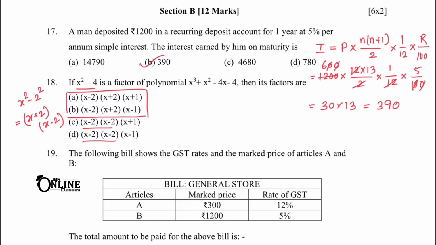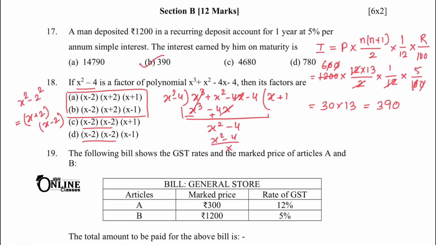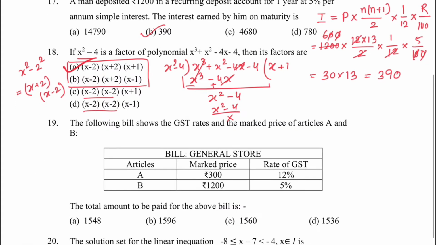Now you have to divide this one. That means x square minus 4, and here it's x cube plus x square minus 4x minus 4. So as here x square, if you multiply by x, it becomes x cube, and here minus 4x. Okay, so that one will be minus, it cancels out, and here it will be plus, so 4x also cancels out. So here x square minus 4. Now as here 1, it will be x square minus 4. So the next factor will be x plus 1. So your answer will be the first one: x minus 2, x plus 2 and x plus 1.